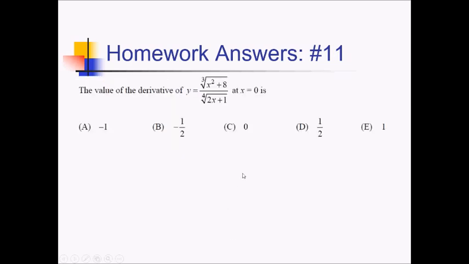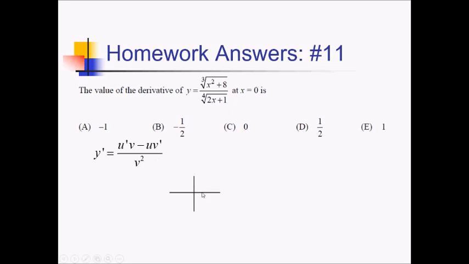On this problem, we want the value of this really crazy looking function at x equals 0. So there isn't really a short way to do this. We just have to kind of gut it out and use the quotient rule on this. So that would be u prime v minus uv prime over v squared. Let's set up the box and ribbon now.